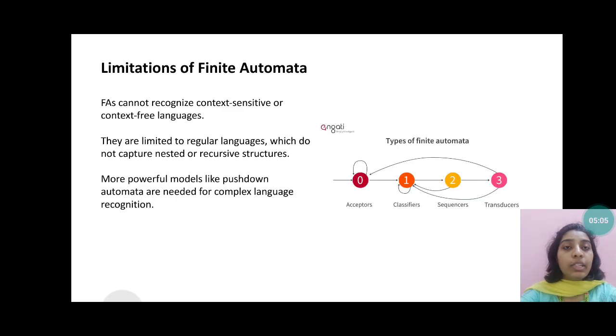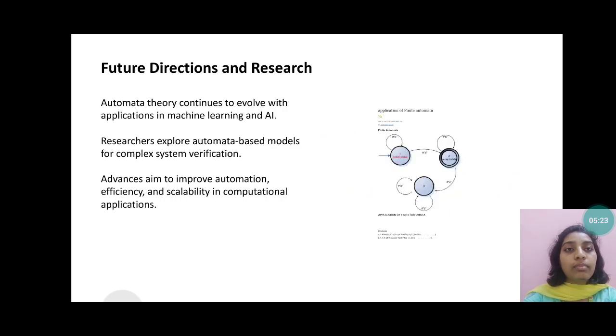While it has some limitations, FAs cannot recognize context sensitive or context free languages. They are limited to regular languages, which do not capture nested or recursive structures. More powerful models like pushdown automata are needed for complex language recognition.